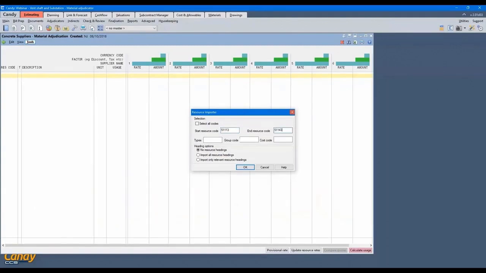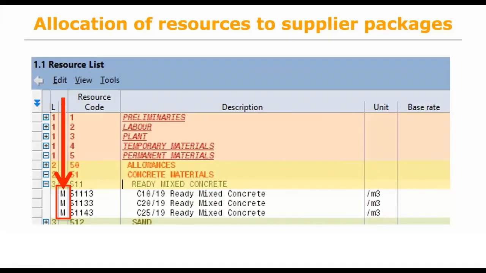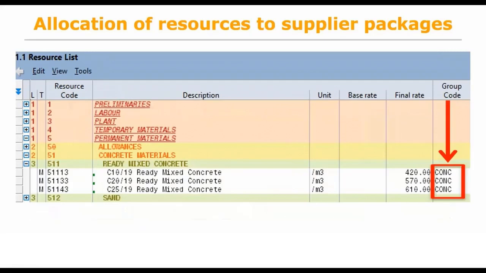Import options also include by resource types, group codes, and cost codes. Resource types, such as material or plant, may be used. This option will import all relevant resource types into the supplier package. Options to import by group code is also available. This will need to be predefined.